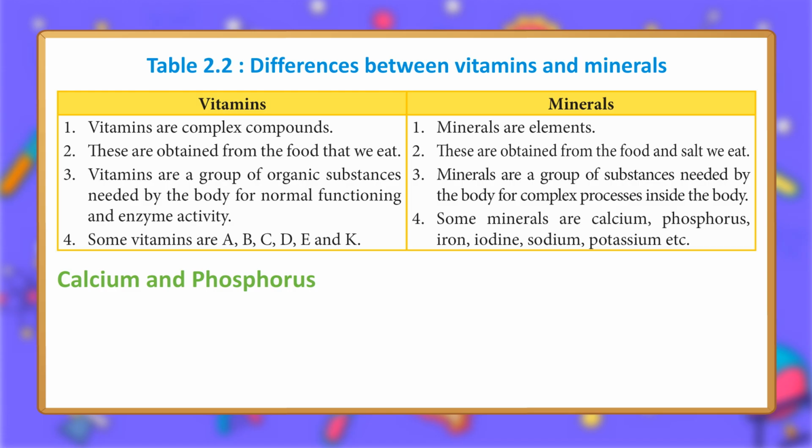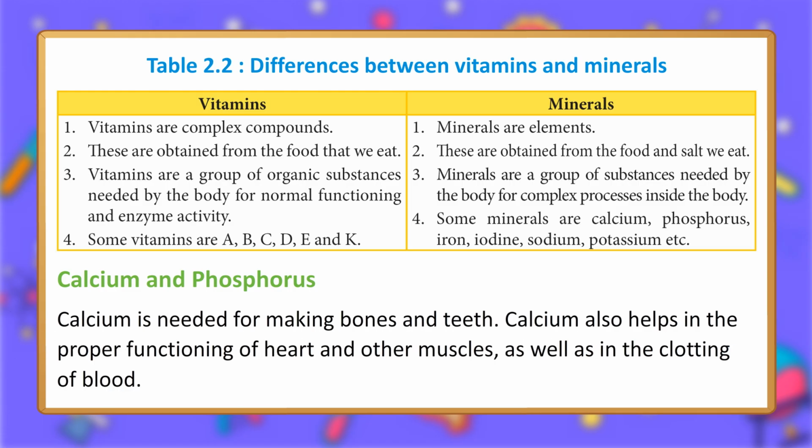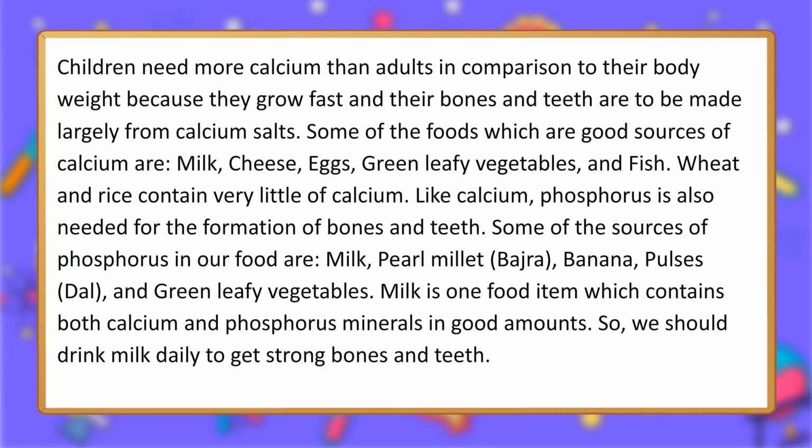Calcium and phosphorus. Calcium is needed for making bones and teeth. Calcium also helps in the proper functioning of the heart and other muscles, as well as in the clotting of blood. Children need more calcium than adults in comparison to their body weight because they grow fast and their bones and teeth are to be made largely from calcium salts. Some good sources of calcium are milk, cheese, eggs, green leafy vegetables and fish. Wheat and rice contain very little calcium.